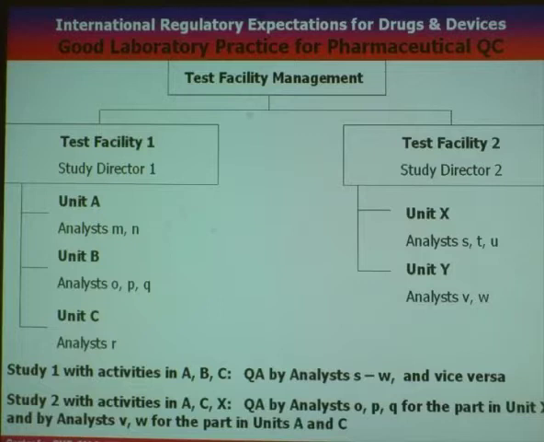Now let us say study 1 has activities in A, B and C. Then it has nothing to do with unit 2 or test facility 2. QA could be carried out by the analyst, anyone from S to W, and similarly the audit of test facility 2 could be done by any analyst, M to R.